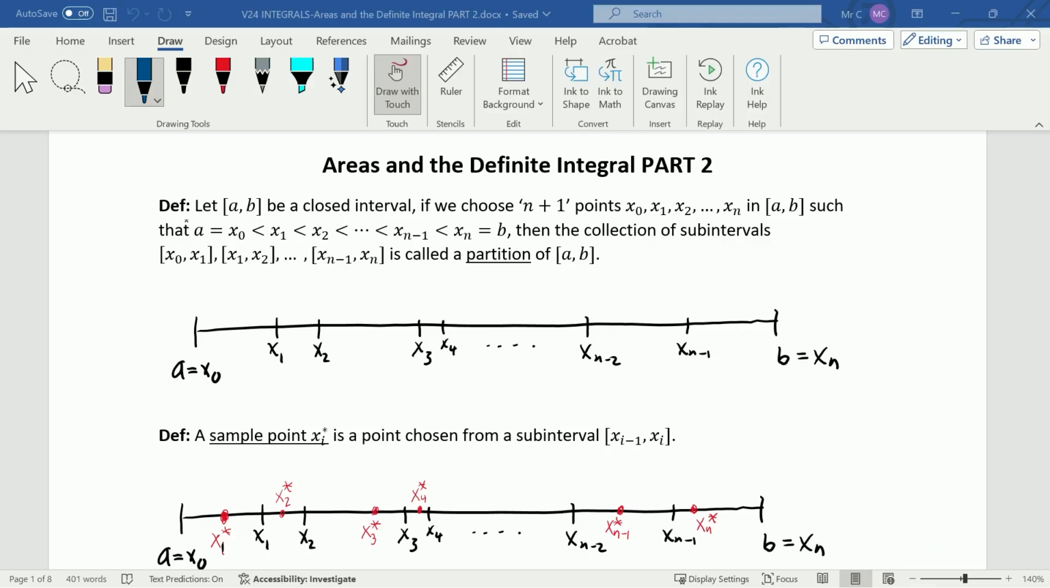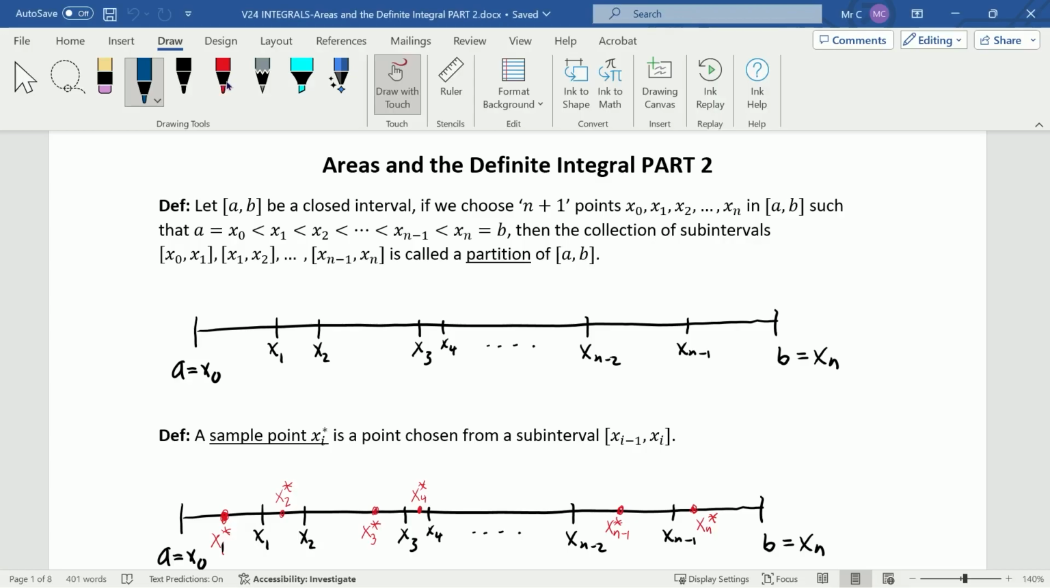So, definition: let a to b be a closed interval. If we choose n plus 1 points, x0, x1, x2 through xn in the interval, such that a, my starting point, is x sub 0, and each subsequent x is larger than the one before it, x1 is greater than x0, x2 is greater than x1, and so forth, and xn is b, then the collection of subintervals x0 to x1, x1 to x2, and so forth, xn minus 1 to xn, is called a partition of a to b.